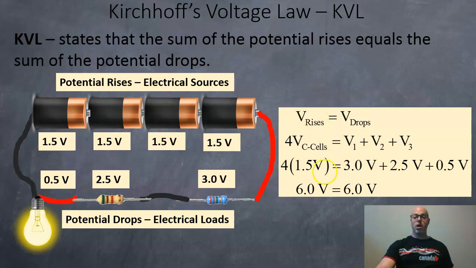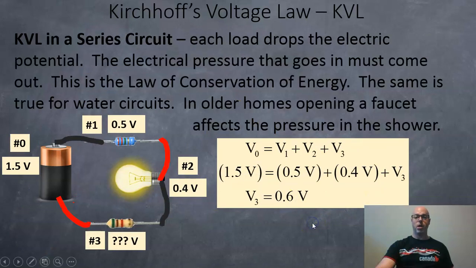And then coming out, we got this load dropping the volts by 3 volts, this resistor by 2.5, and the lamp by 0.5. 3 plus 2.5 plus 0.5 is 6 volts. So 6 volts comes in, 6 volts must be used up. So in a series circuit, each load drops the electrical potential, and the electrical pressure that goes in must come out. This is really just the law of conservation of energy.